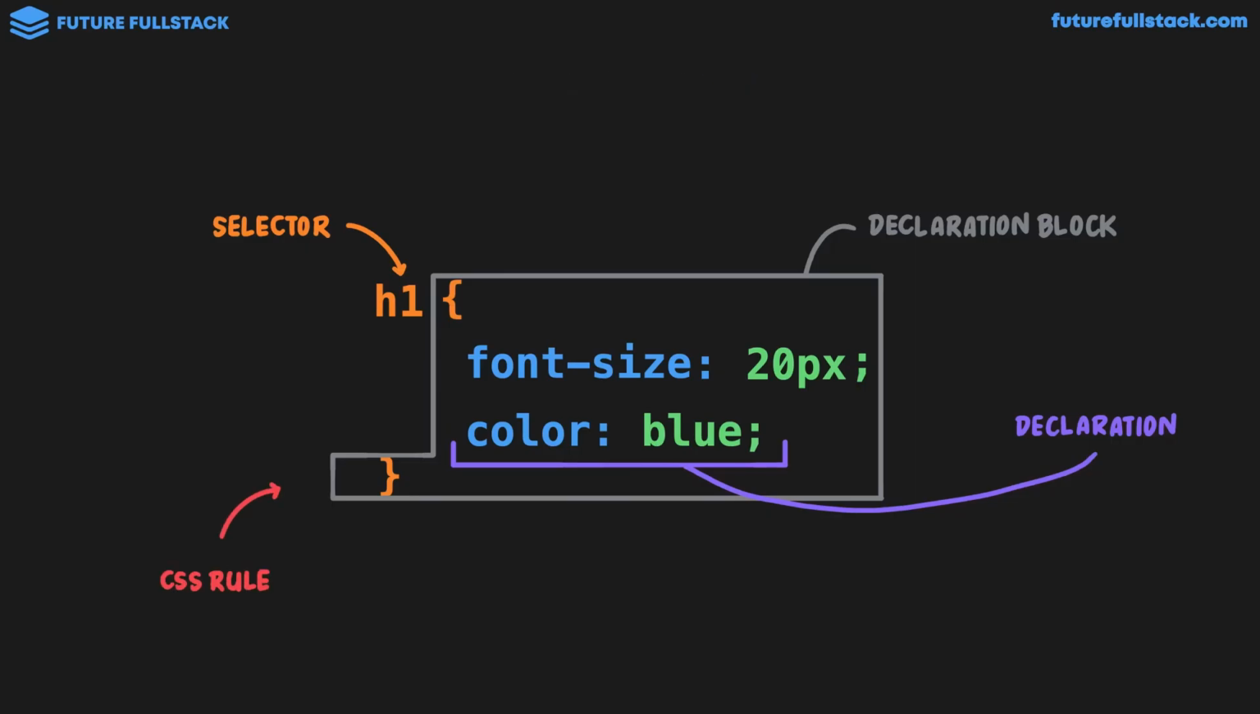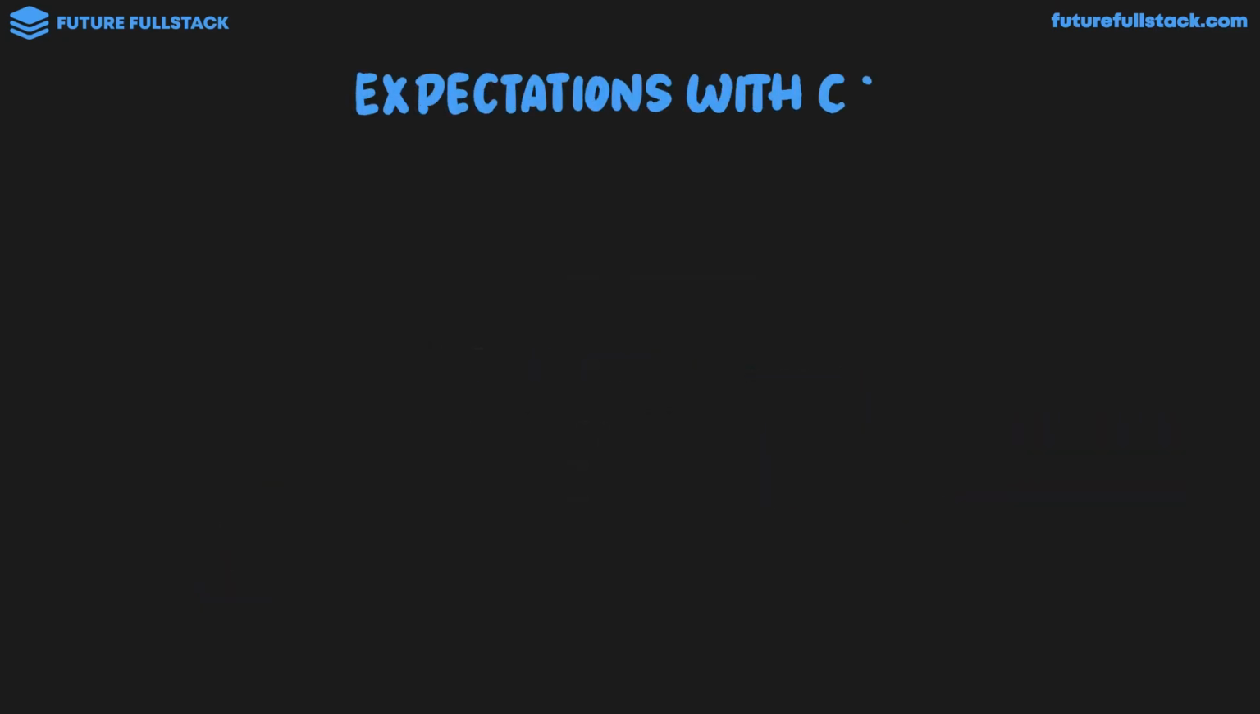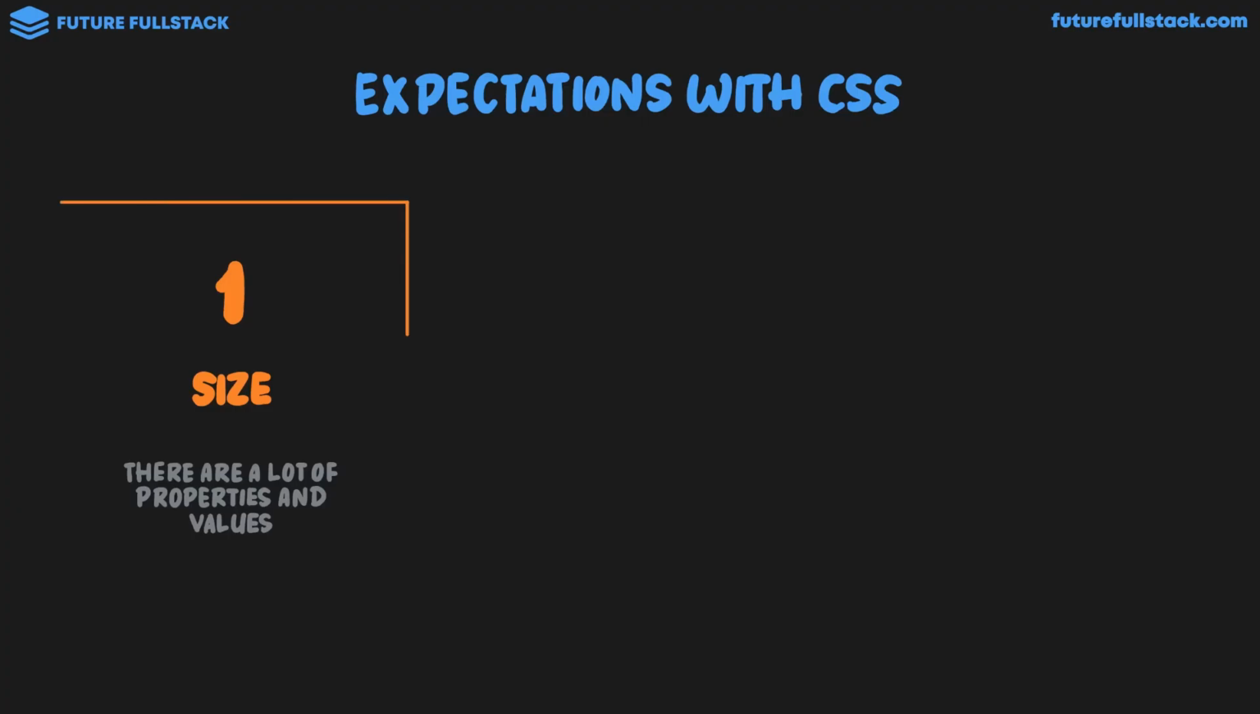Before we finish up, I want to set some expectations with CSS. The first point to consider is the size of CSS. There are a lot of properties and values, but CSS is many, many times larger than HTML. You don't need to worry about learning them all. I honestly don't know all of them myself. It's fairly common to always be looking these up on a resource like MDN to remember exactly what the property is and how it works.